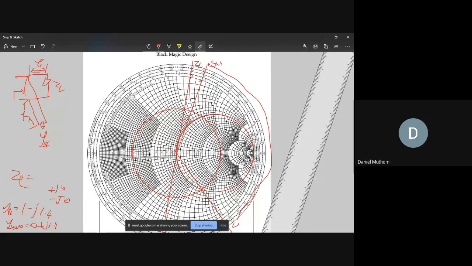Double stub, I think, is sort of the same as this one, where we use R equals 1, but then you translate it back. Let me try and do the question now, so that I don't confuse you too much.